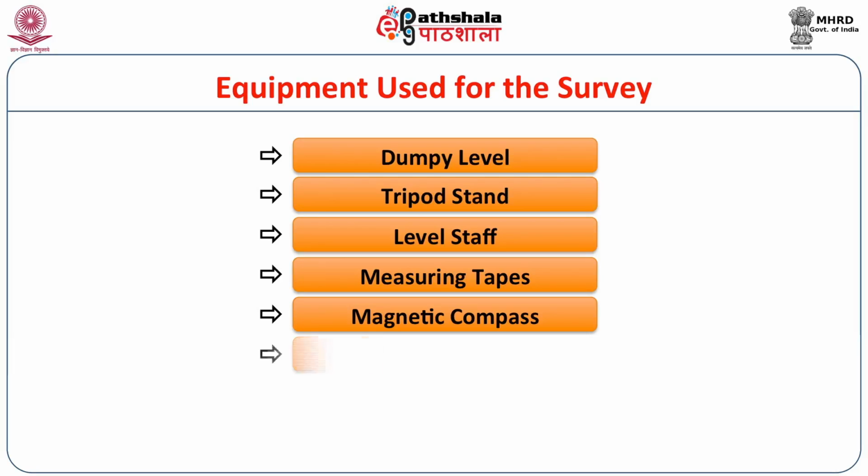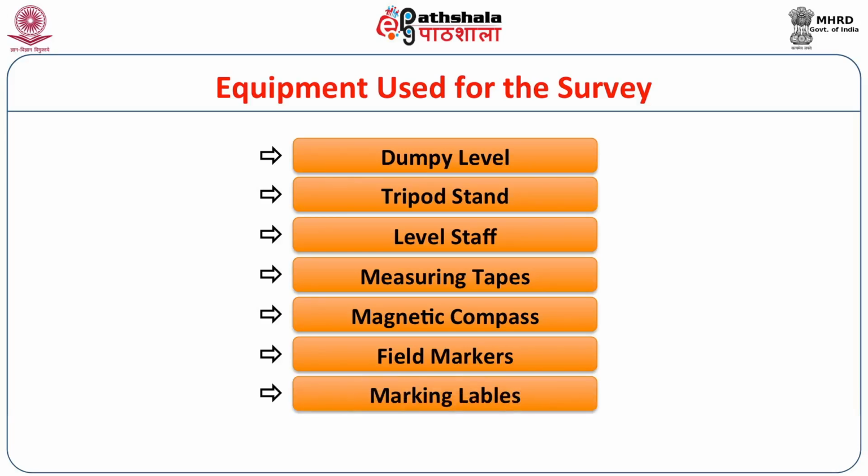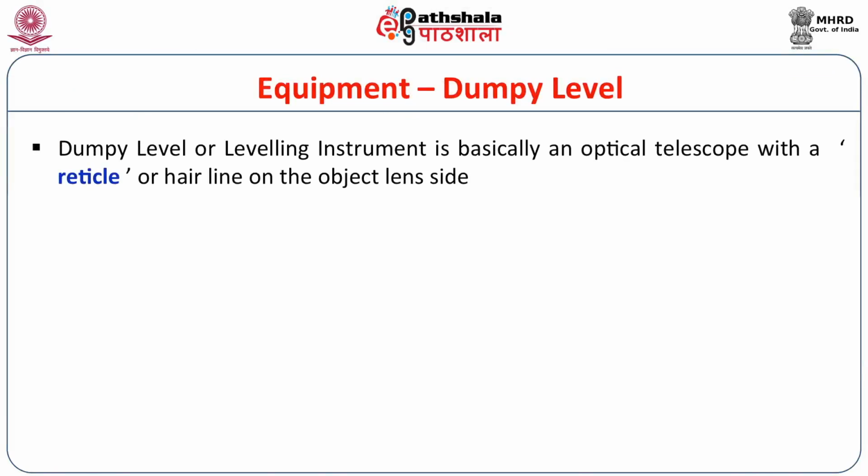And then we need a field marker or field markers to prepare the grid, and then the marking labels to record the number of the grid, and then a field notebook to note down the readings that are taken in the field. Among the equipment, as I was telling, dumpy level is the most important equipment we use in the survey.